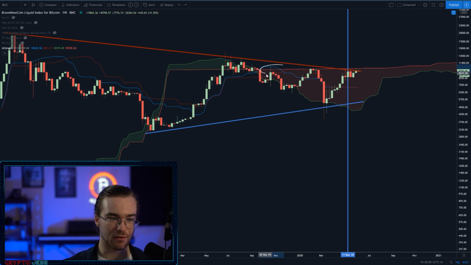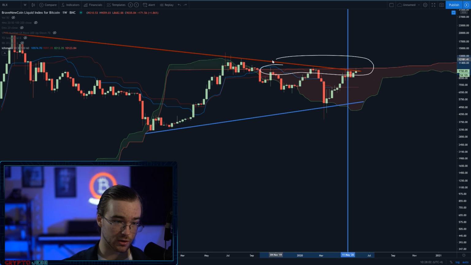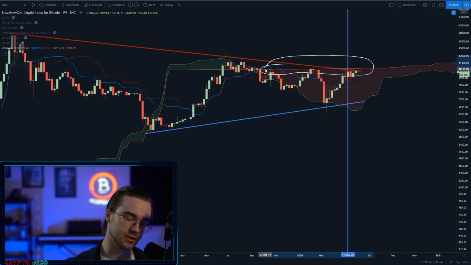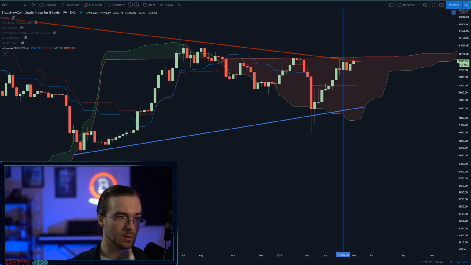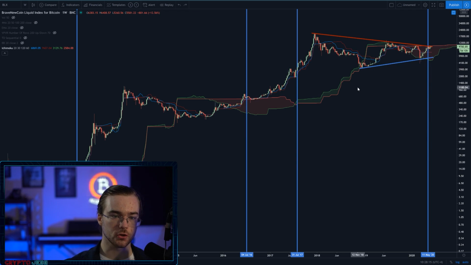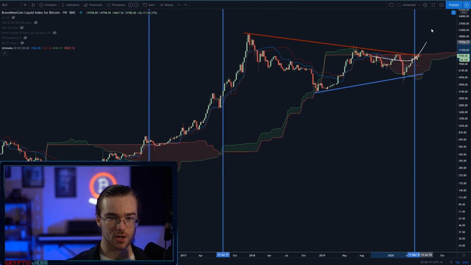Guys, I can't stress enough, the fact that Bitcoin is trading against the top of the Kumo cloud right here is important for two reasons. Number one, it indicates that there is a lot of bullish strength in Bitcoin, and number two, it's important because if Bitcoin is able to break above this Kumo cloud, all of a sudden, we have a major weekly chart technical shift in the market from sideways trading to bullish trading.